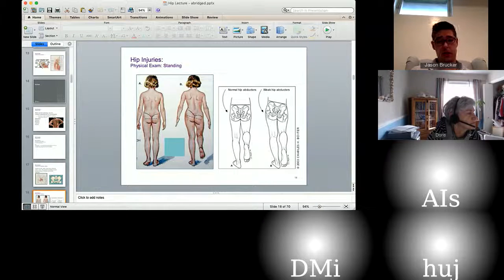So in this picture here, you see as the woman stands on one leg, the contralateral side is dropping, signifying weak abductors on the ipsilateral side.